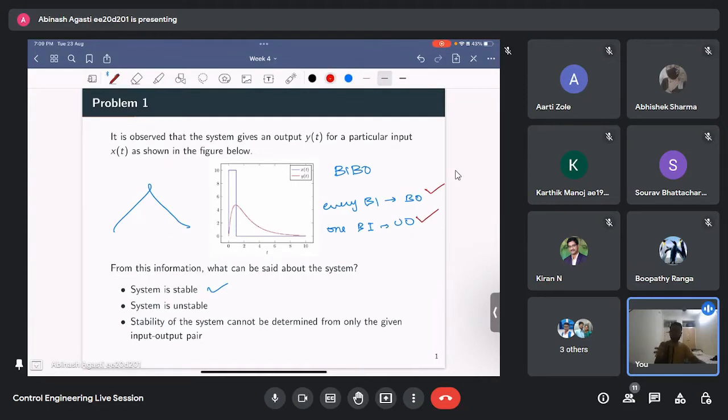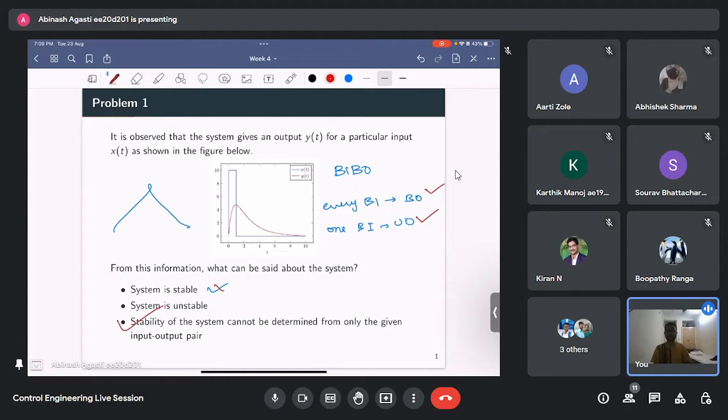But from this particular graph, what we have is one bounded input giving us one bounded output. So I cannot say anything about the system stability. I can neither claim that it is stable just from one input-output pair, nor can I say that it is unstable, because the given input-output pair are both bounded. So the answer is we cannot conclude anything about the system stability from these two graphs.